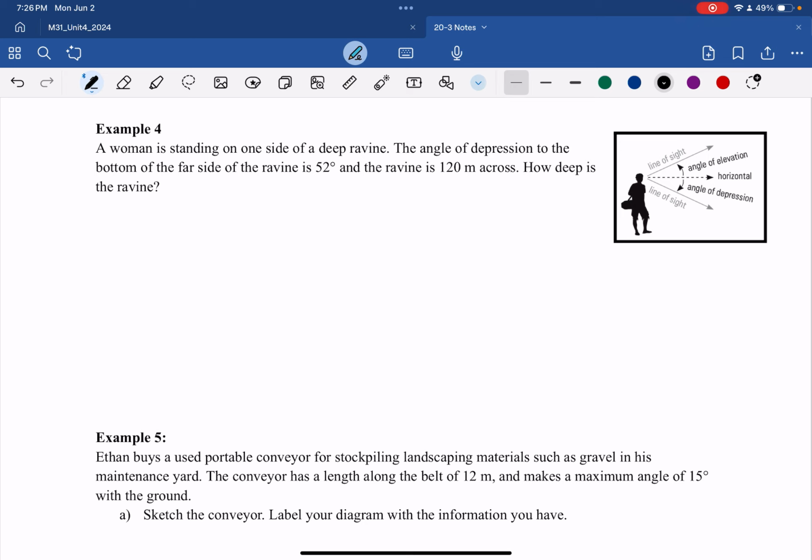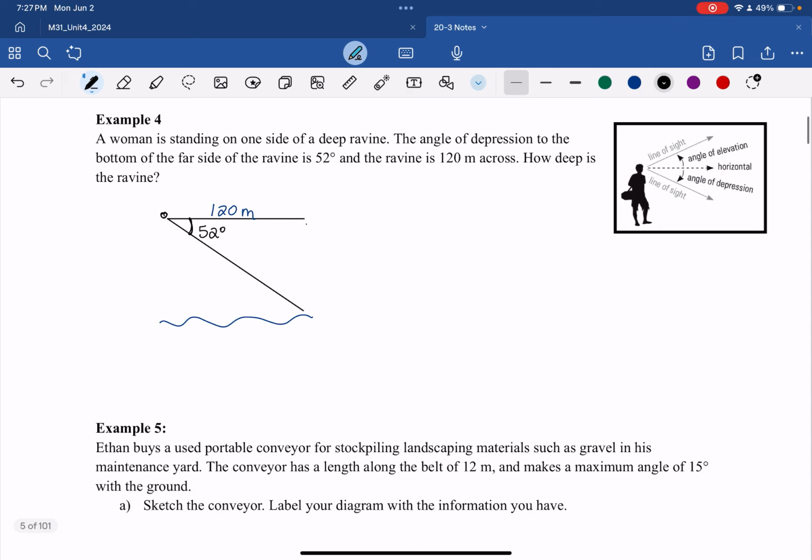So if I were to draw this, her angle of depression will be here, and that's 52 degrees. And it says that the ravine is 120 meters across. So imagine that we have a ravine here. It is 120 meters across, so I could write it down here, or I can also know that it's going to be the same up here. And then it asks us, how deep is this ravine? So I want its height.